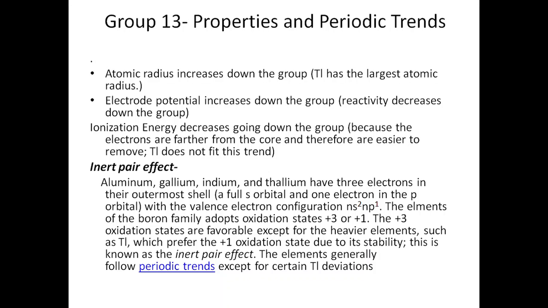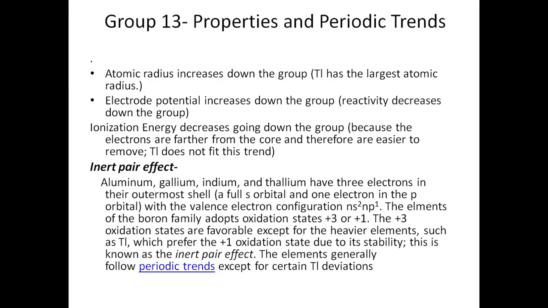Now we see the trend in the atomic radius. It increases down the group. Again, thallium has the largest atomic radius. Electrode potential increases again down the group. Reactivity decreases as we go from top to down the group. Ionization energy decreases again going down the group because the electrons are farther from the core and therefore are easier to remove as the size increases. Thallium does not fit this trend. Thallium is again an exception.